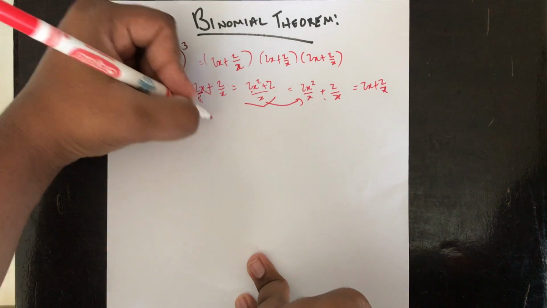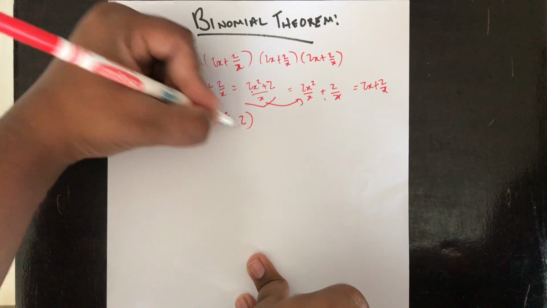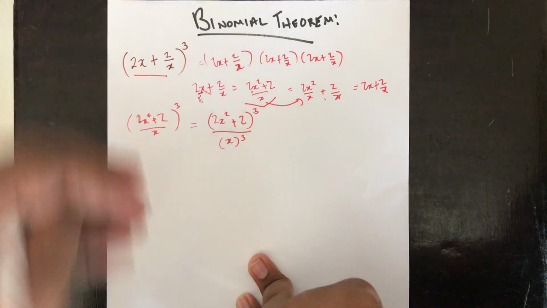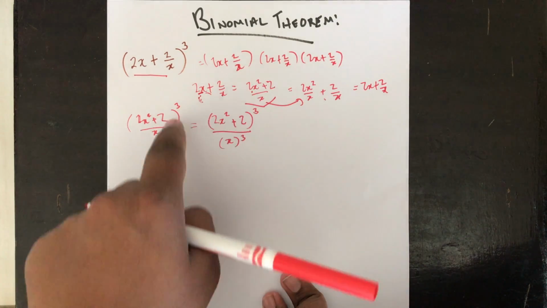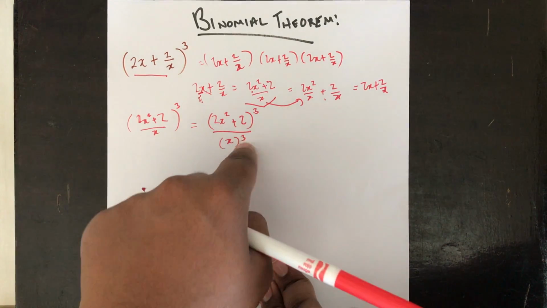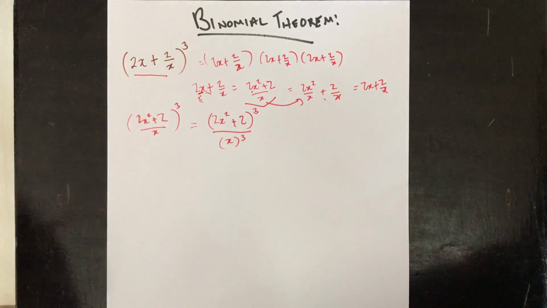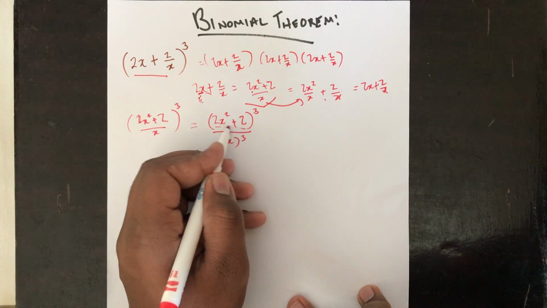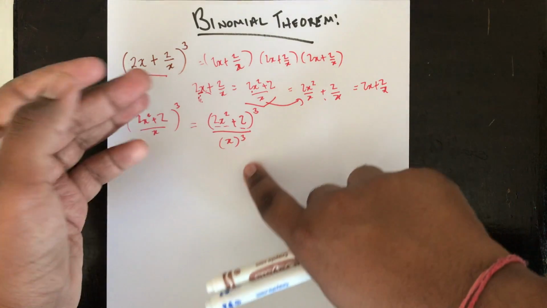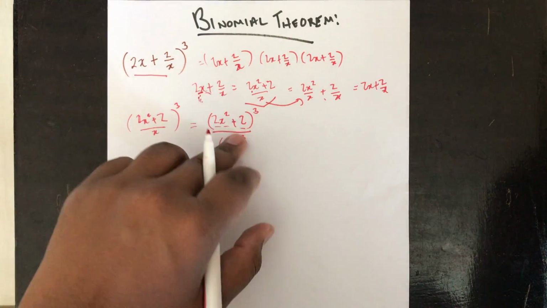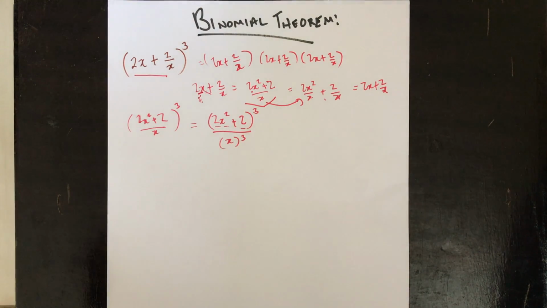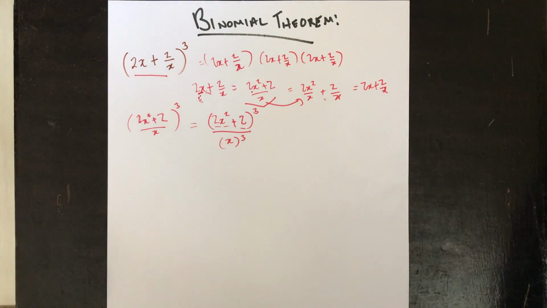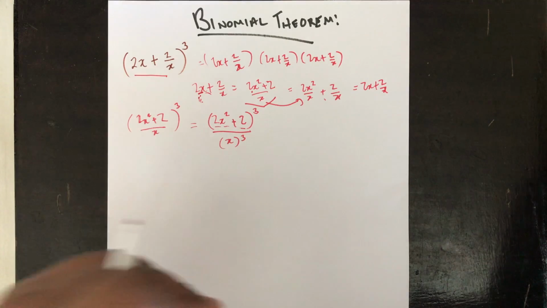Now by laws of indices, we know that this is the same as (2x² + 2)^3 divided by x^3. I'm just splitting this power 3 up into the fractions. Again, you end up with the same thing. You're going to be using the binomial theorem because you have (2x² + 2)^3. You can't really expand this the long way by writing the brackets 3 times and then expanding everything out. It's going to be too long and prone to errors. So again, you'll end up using the binomial theorem.